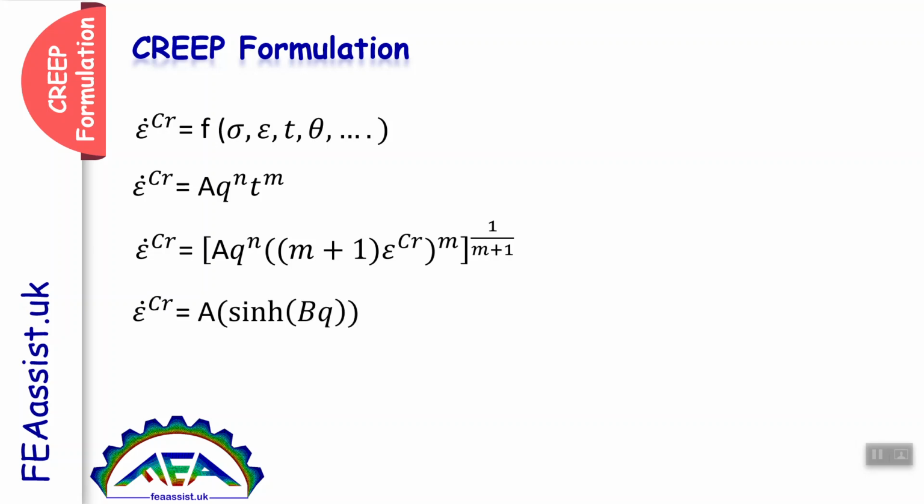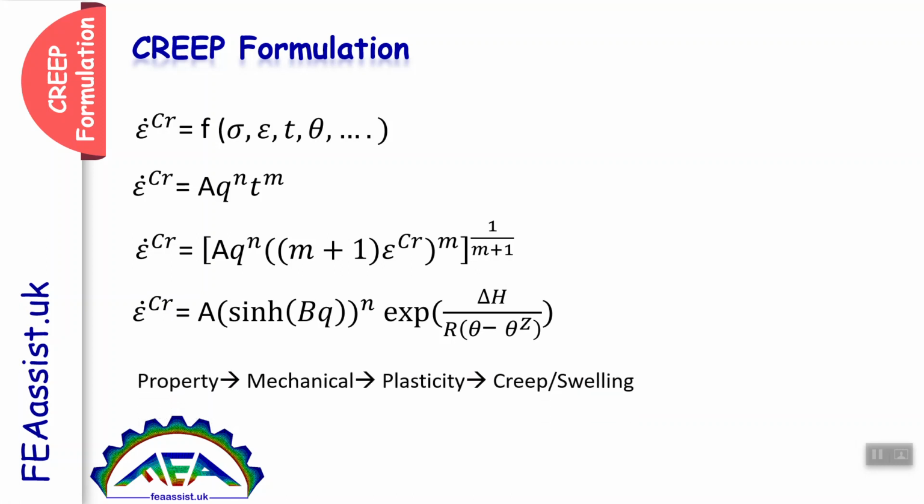Another form of the creep function is the hyperbolic sine function, in which creep is a function of deviatoric stress, activation energy and temperature. You can go to Abaqus, go to property, mechanical section, plasticity, and there you can see the creep and swelling option, and in that section you can enter all these parameters and predict the behavior.